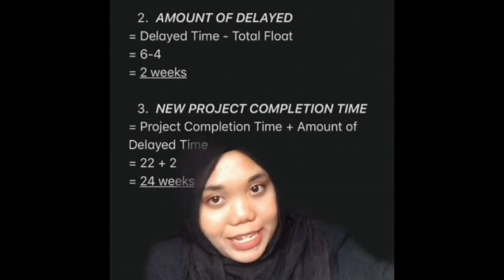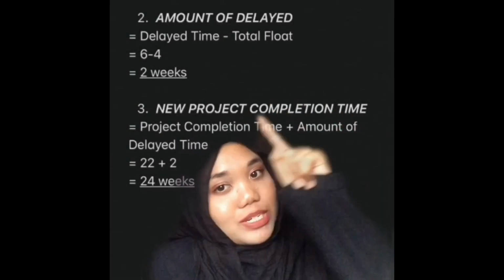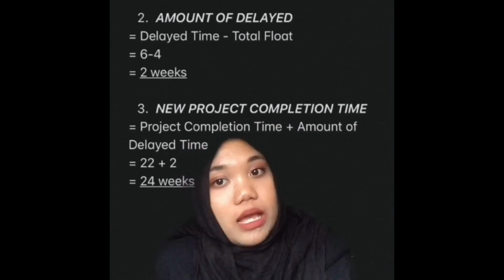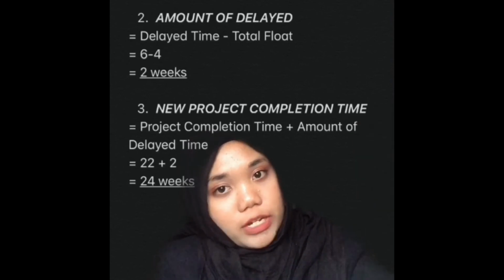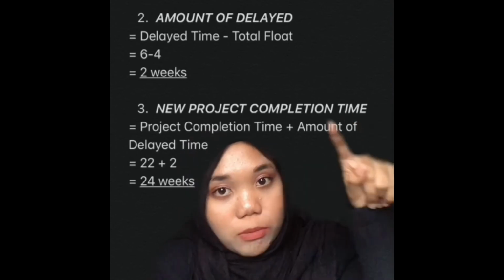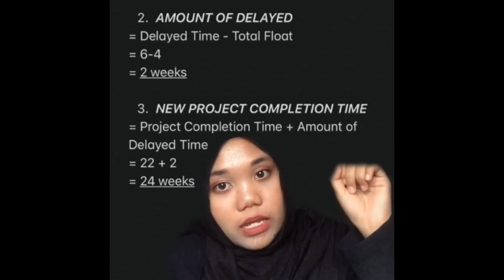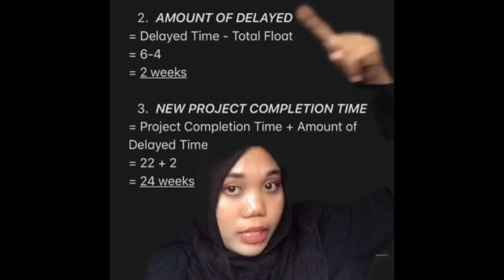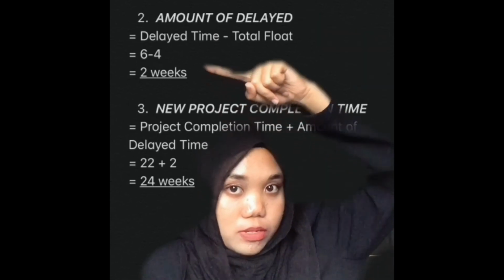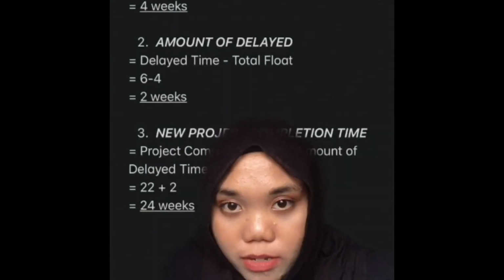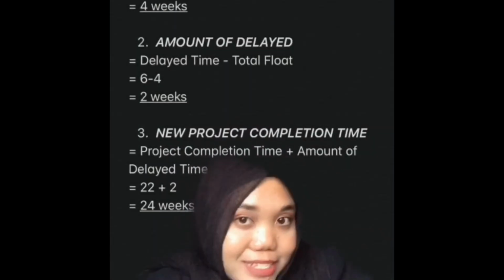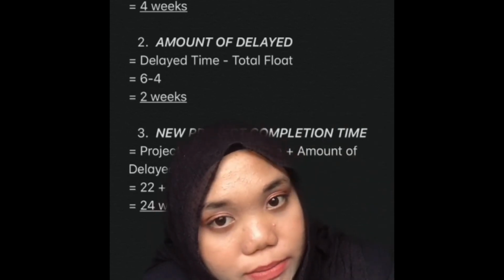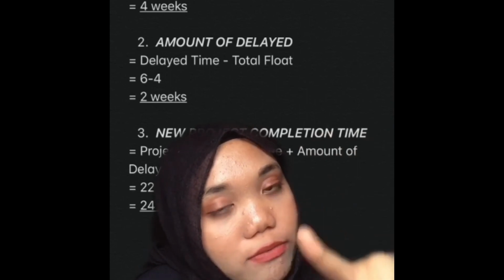Okay, so the last step is new project completion time. So the formula is project completion time plus amount of delay time. Project completion time, you can refer from the answer of project completion time from question C. So the project completion time is 22 and the amount of delay time, from step 2, is 2 weeks. So the new project completion time is equal to 24 weeks. So this is how to answer question F. It involves 3 steps.